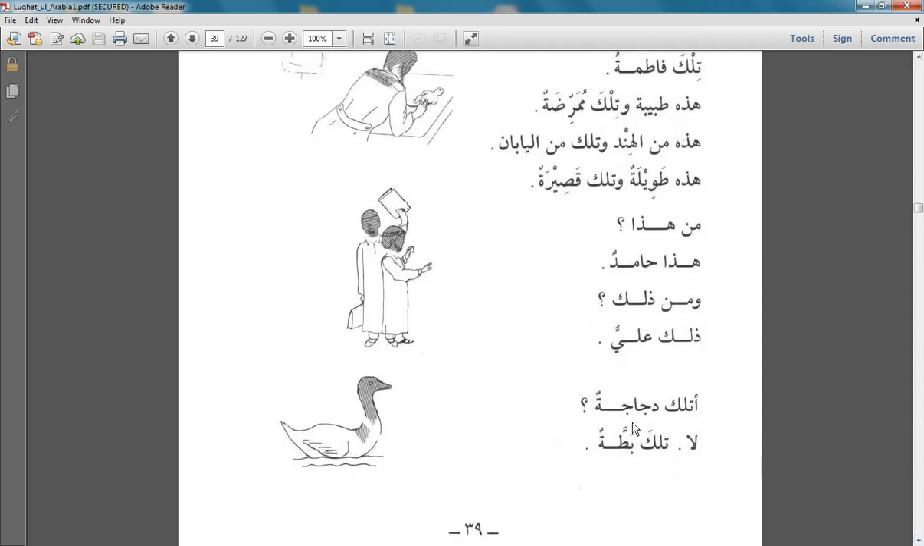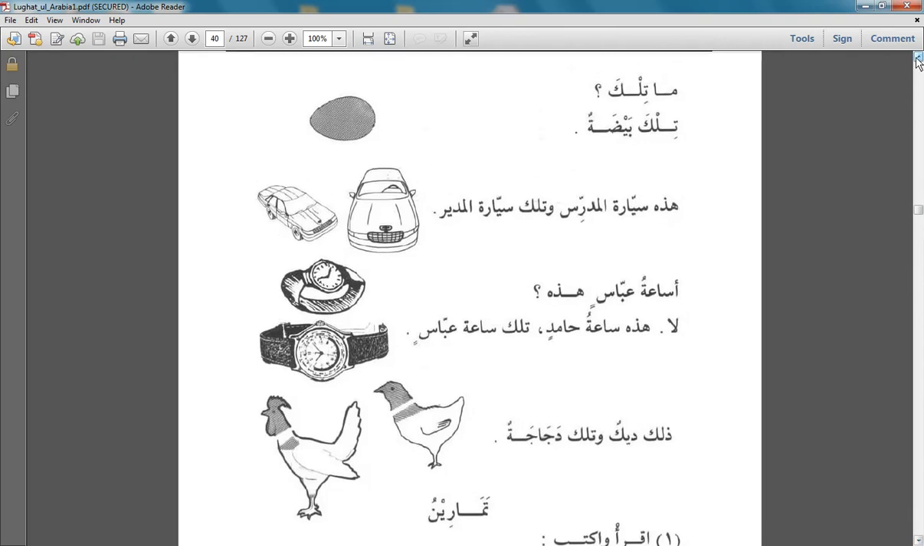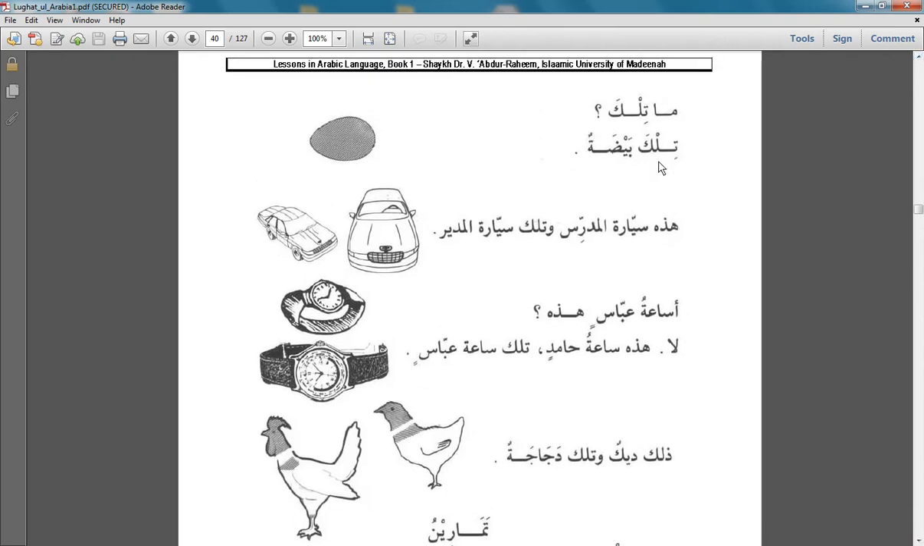أتلك دجاجة? Is that a hen? لا. تلك بطة. No, that is a duck. ما تلك؟ تلك بيضة. What is that? That is an egg. هذه سيارة المدرس وتلك سيارة المدير. This is the teacher's car and that is the principal's car.